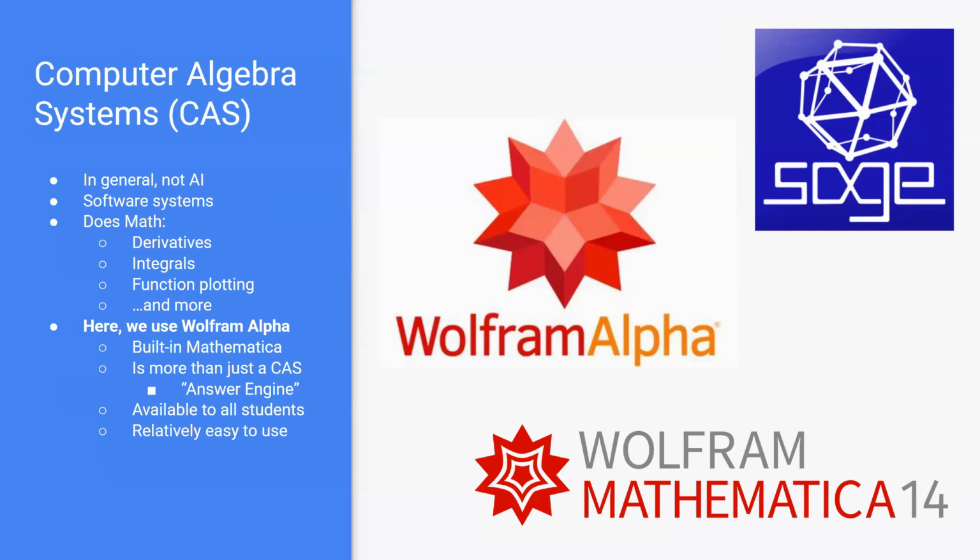Now, computer algebra systems, while not AI, are powerful software systems that handle mathematical operations like derivatives, integrals, and function plotting. We will use WolframAlpha, which is integrated with Mathematica and serves as more than just a CAS. It's an answer engine. This means that it can provide answers to more than just math problems, like finding nutritional data, for instance.